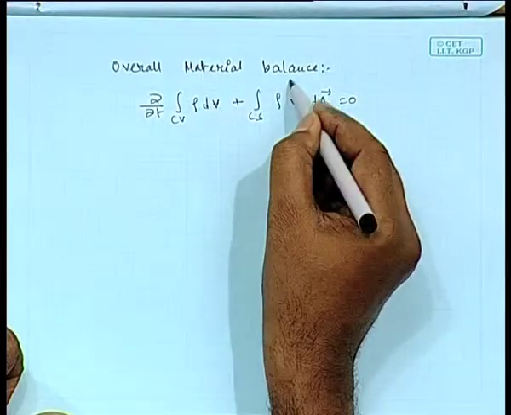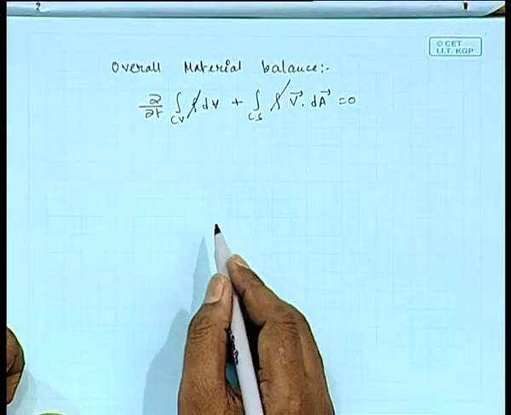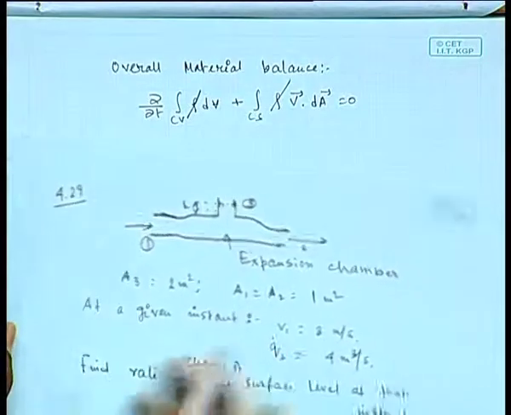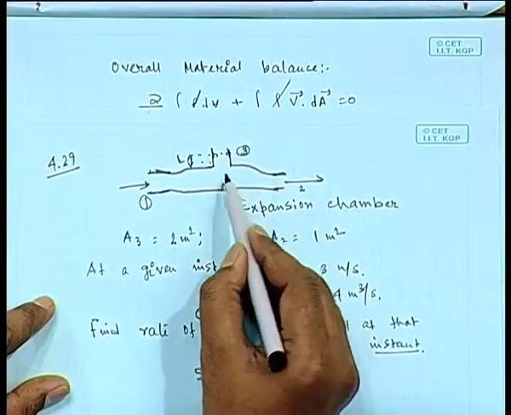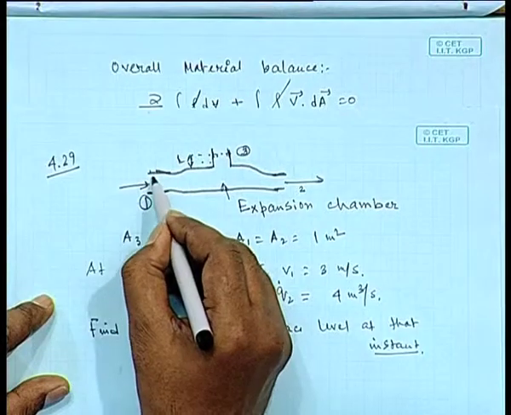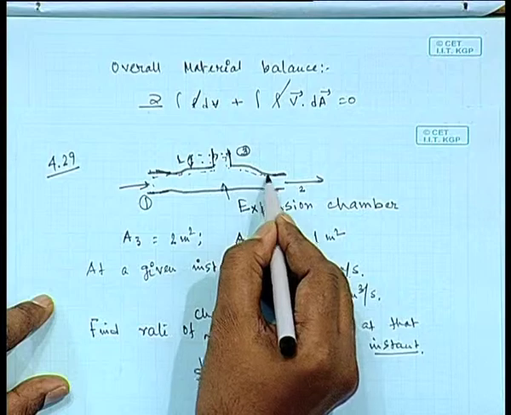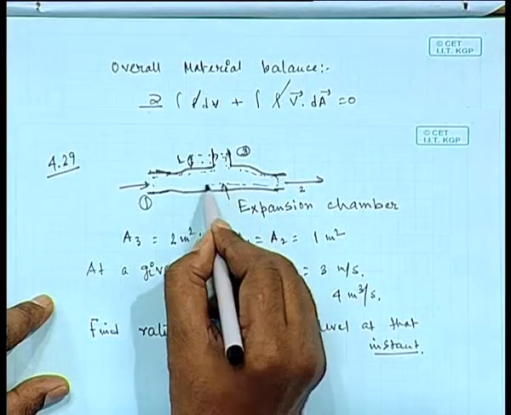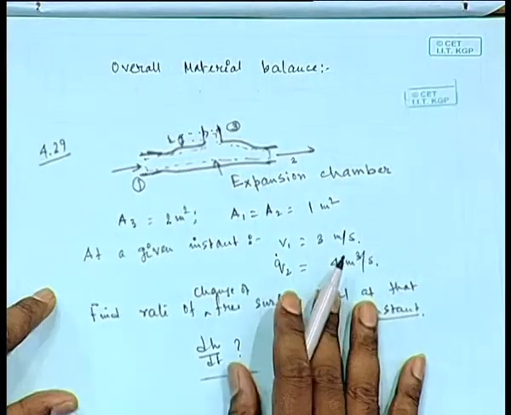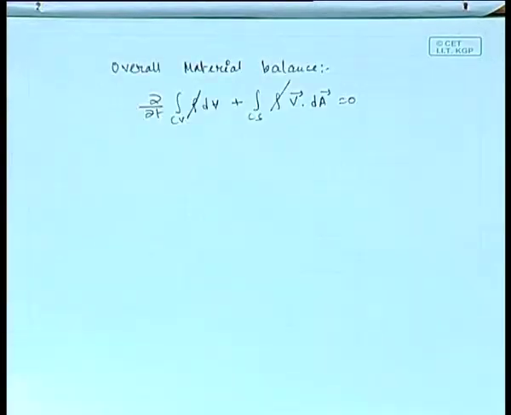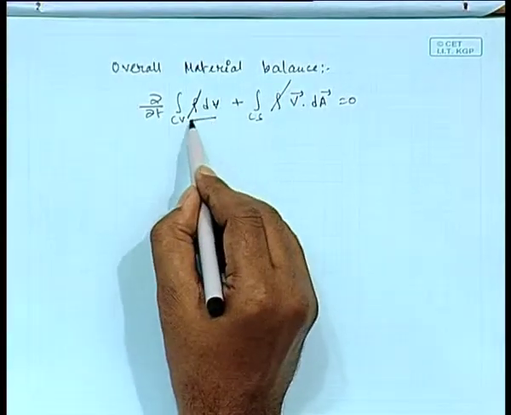It is incompressible, so rho will be cancelled out. Now, let us find out what is dV. dV will be, suppose you take a control volume, let us say something like this. What is the total volume? I am trying to simplify this term.